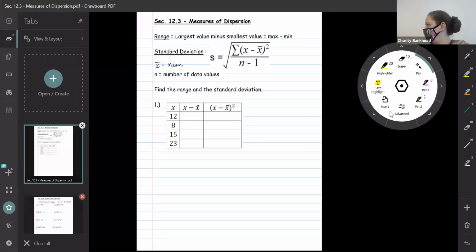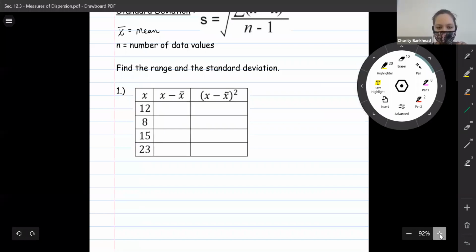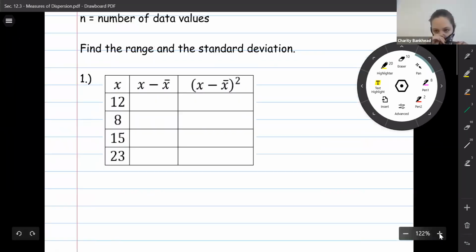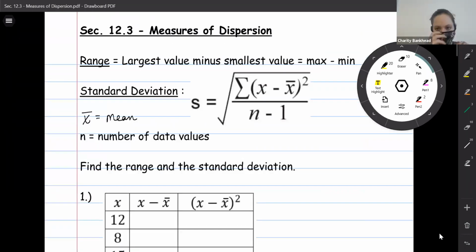All right, so we're going to cover 12.3 and 12.4 today, the last two sections for this class for this semester. All right, so 12.3 is about measures of dispersion.